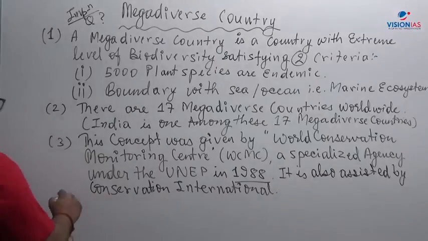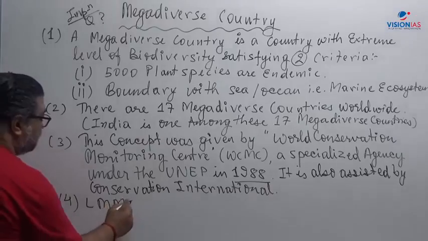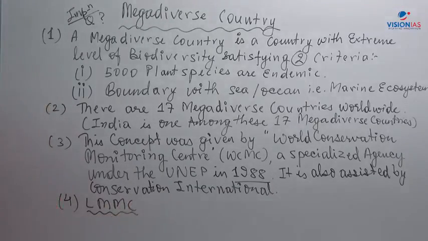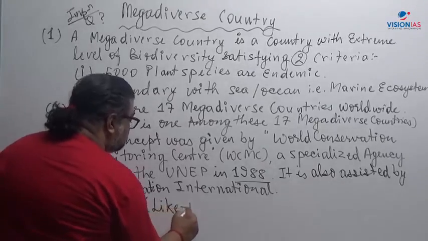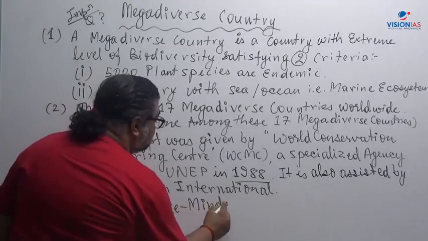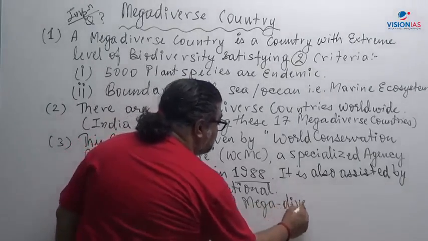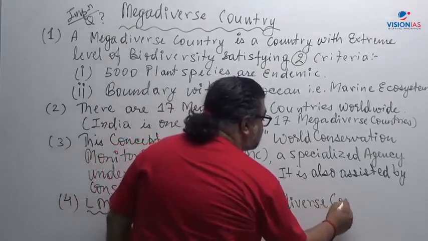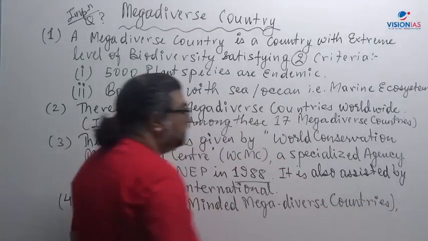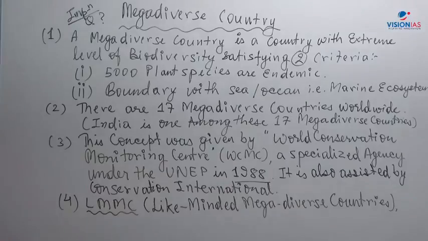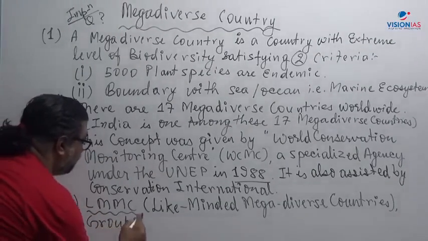Now there is another concept here, LMMC. What is LMMC? It stands for like-minded mega diverse countries. There is another concept called like-minded mega diverse countries. It is basically a group of countries, a group of 18 countries.